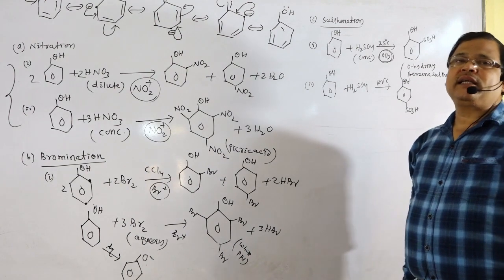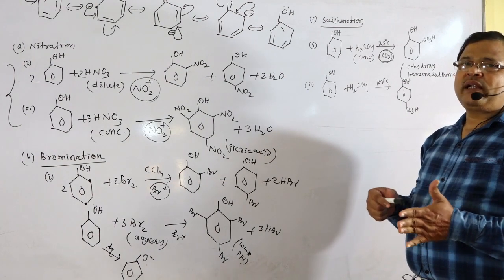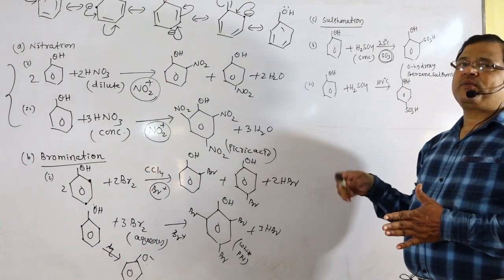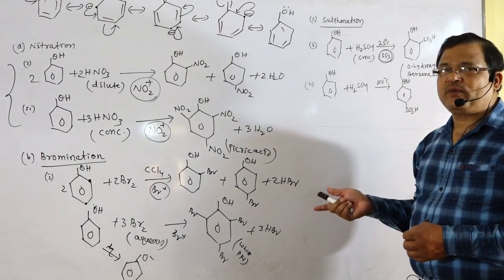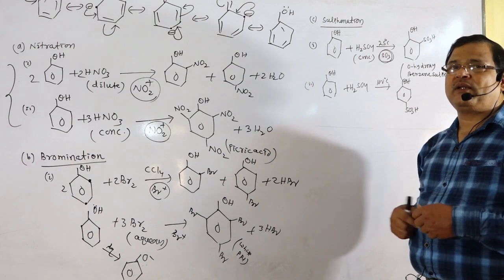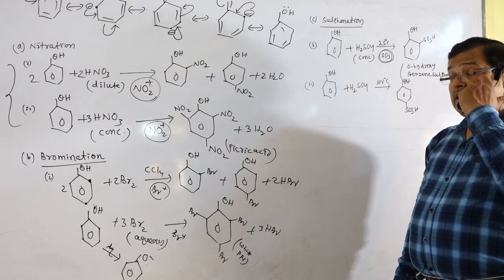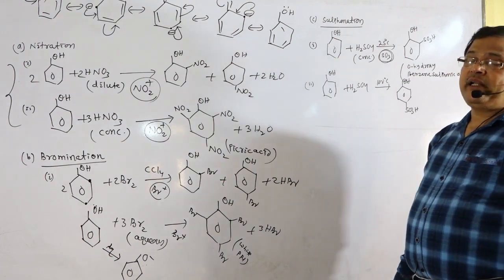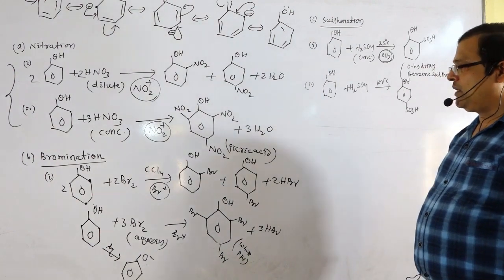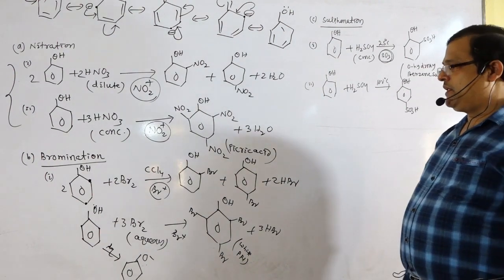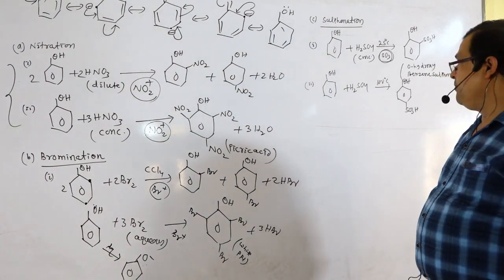In the case of the nitration reaction, it is concentration dependent. With dilute nitric acid we get a mixture of ortho and para products. With concentrated nitric acid there is the formation of 2,4,6-trinitrophenol, that is picric acid, where all the ortho and para positions get occupied. The bromination reaction is medium dependent. In an inert medium there is the formation of ortho-bromophenol or para-bromophenol, but in aqueous medium there is the formation of a white precipitate of 2,4,6-tribromophenol.